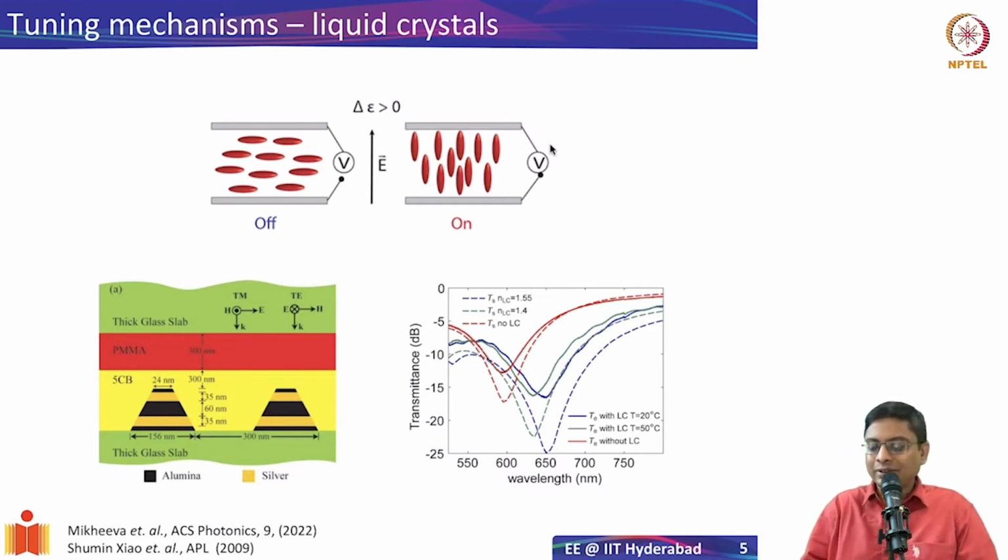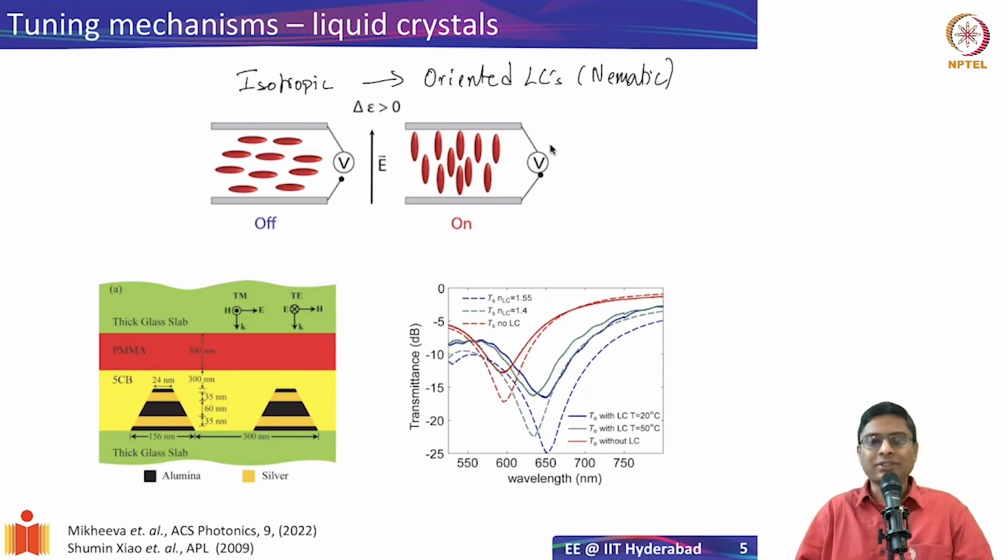I'll just simply say that you can have an isotropic phase, and that can go to oriented liquid crystals. Okay, this is called a nematic phase in the community. Nematic liquid crystals, NLCs they call them. All right. So by applying an electric voltage, I can actually change my orientations. That's one possibility. When you do that, because of the orientation, the refractive index of these crystals changes, and we can observe this.